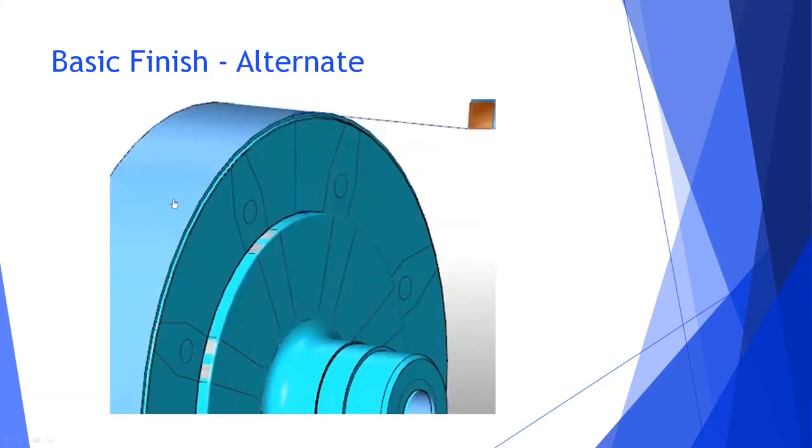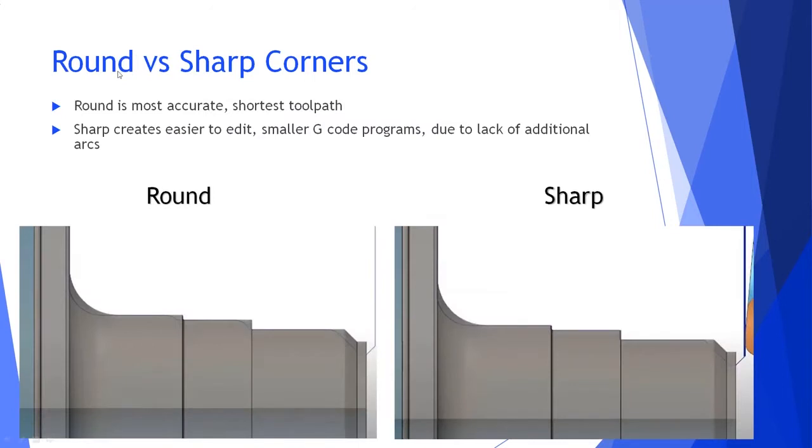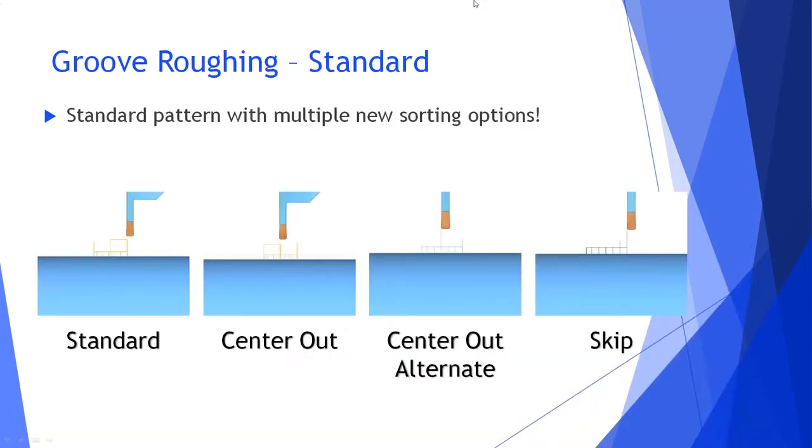Basic finish alternative. Rounded versus sharp corners: you have the ability now to round a corner or do a sharp corner. Depending on how you want the toolpath to output, you have that option. Sharp creates easy to edit, smaller G-code programs due to the lack of additional arcs. When you do a rounded corner, it gives you additional code that is hard to edit if you do any hand editing. It's not impossible, it is just a little bit more code to deal with.